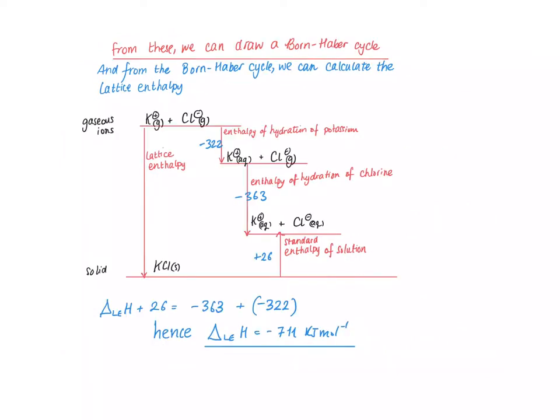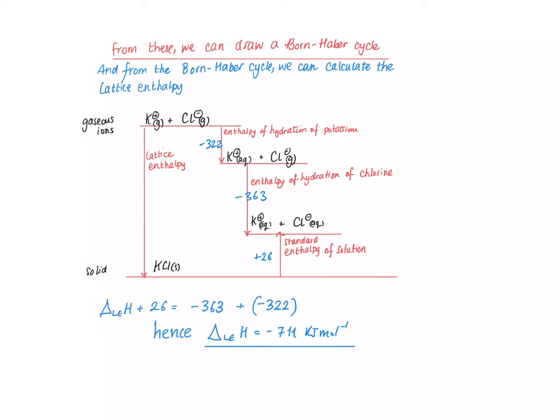We can put numbers into this, which we get from a textbook or a table or a data book. The enthalpy of hydration of potassium is minus 322 kilojoules per mole. The enthalpy of hydration of chlorine is minus 363 kilojoules per mole. The standard enthalpy of solution, going from KCl solid into K+ aqueous and Cl- aqueous, is plus 26 kilojoules per mole. Then we can use this information to calculate the lattice enthalpy.